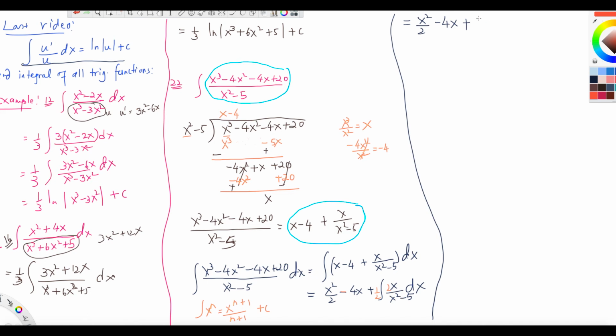So what I'm going to write is 1/2 and then the integral of 2x over x squared minus 5 dx, and then I'm using that formula, right? So what is the final answer then? X squared over 2 minus 4x plus 1/2 natural log of the absolute value of x squared minus 5, plus c. That's what you get. So that is the final answer.